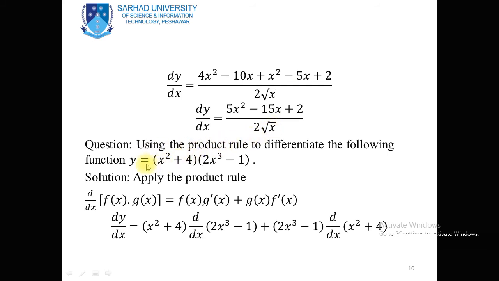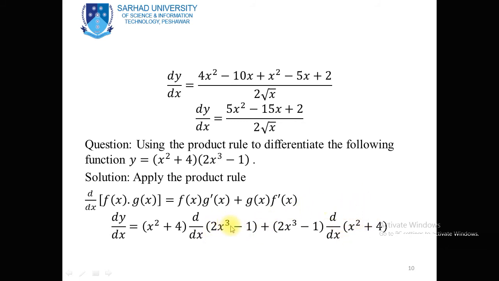Now another problem: y is equal to x square plus 4 into 2x cube minus 1. To take the derivative of this function by using the product rule, x square plus 4 will be the first function and 2x cube minus 1 will be the second function. So first into derivative of second plus second function as it is into derivative of the first function. First into derivative of second function plus second into derivative of first function. And we use the power rule for each expression.